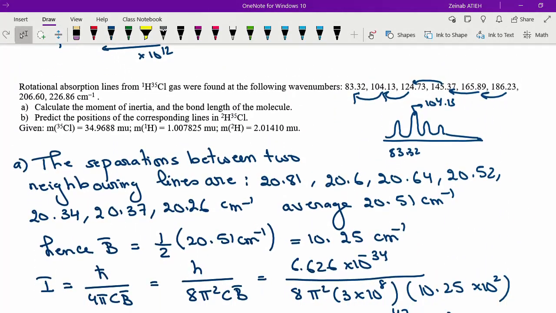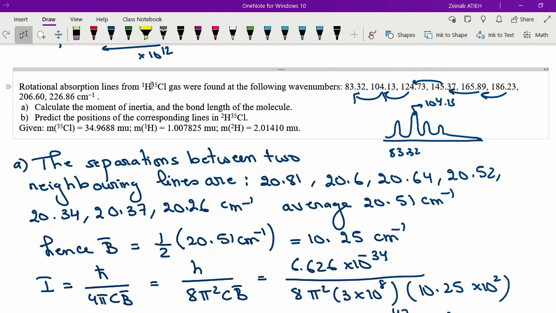In the second part B, he's asking to predict the positions of the corresponding lines in H2Cl35. So he replaced the hydrogen by its isotope, the deuterium. What happens if we replace an atom by its isotope? In reality, the bond length barely varies, so we can consider that the bond length remains approximately the same. But what varies is mu, the reduced mass of the molecule. If mu varies, then I will vary, and if I varies, then B bar will vary. So the separation between the lines of the spectrum will vary. So let's predict these positions.